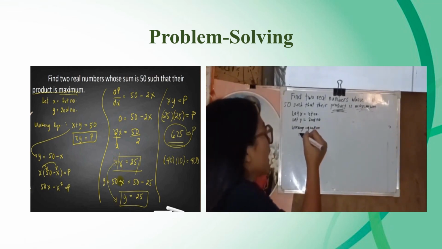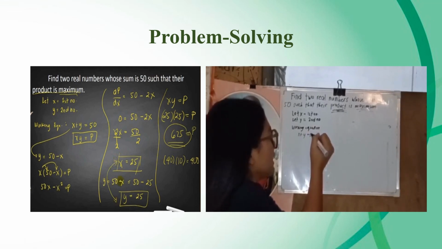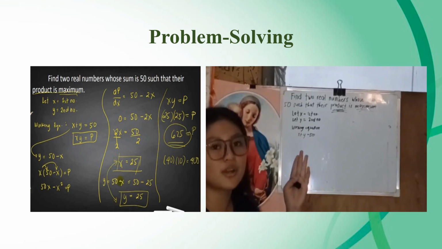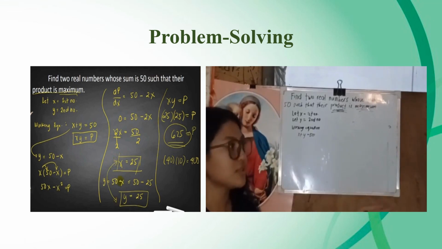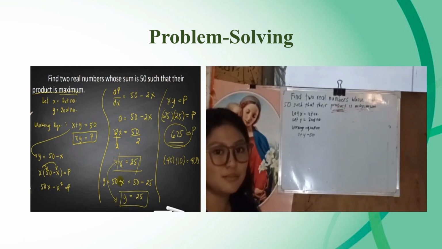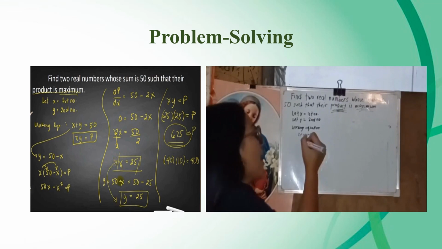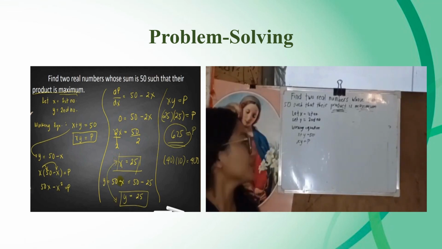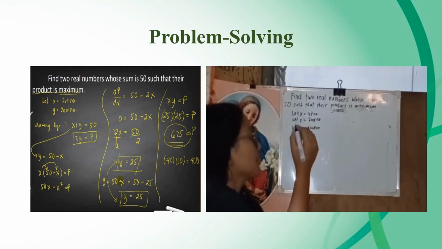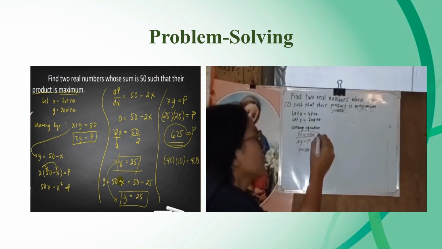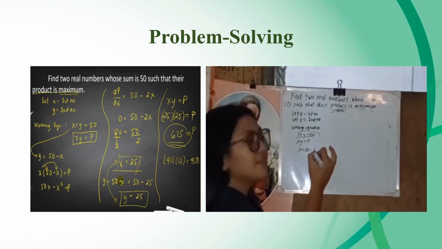So first is x plus y equals 50. But that is not the equation we will use as our main equation, because what we are looking for is the maximum product, which means we will use multiplication. So x times y equals P, the product. So to start, we can rewrite it as y equals 50, then transpose x, so it has a negative x.